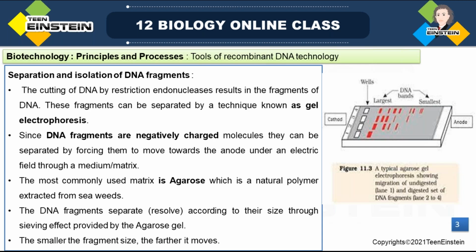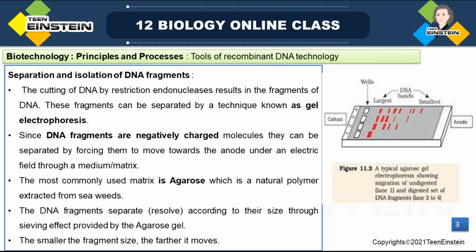So the technique by which DNA fragments are getting separated is called electrophoresis. So what is electrophoresis? The technique which is used to separate the DNA fragments. After cutting, we need to separate the DNA fragment which is having the gene of interest. So how to separate that? For separating, we are using a technique. That technique is called electrophoresis.